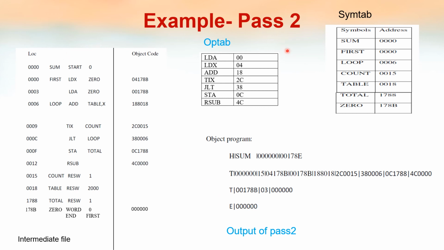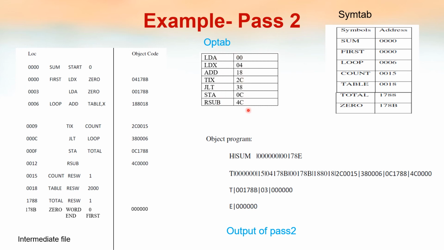So from this example, we can summarize pass 2. The input of pass 2 is the output of pass 1. That is the intermediate file, which means the source program with addresses assigned for each line. That is the first input. The other input is the SYMTAB, which means the labels in the program with the corresponding address values from the location counter. Then another input is the OPTAB.